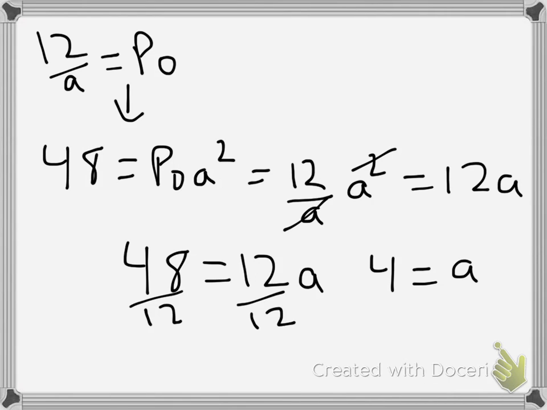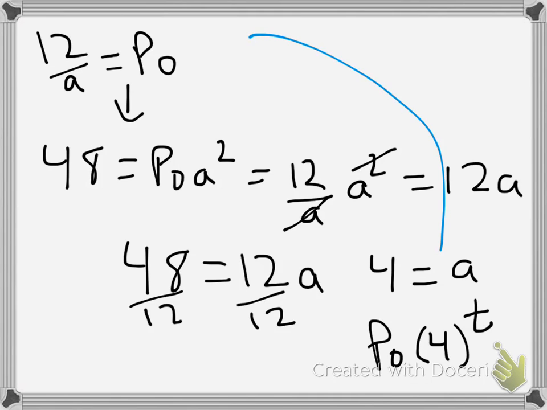So this ends up becoming P0 times 4 to the t. And I haven't figured out P0, but just go all the way back up to here. And you'll see that, well, if a was 4, then P0 is 3. So then our final answer, let's go ahead and put in the corner here, is 3 times 4 to the t.